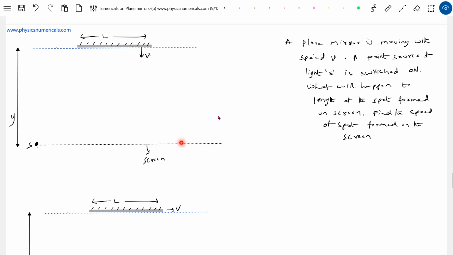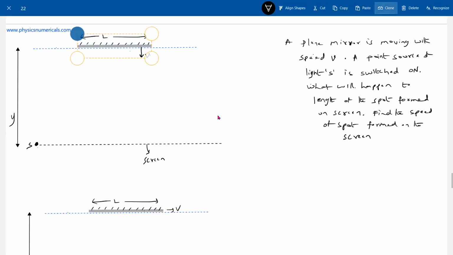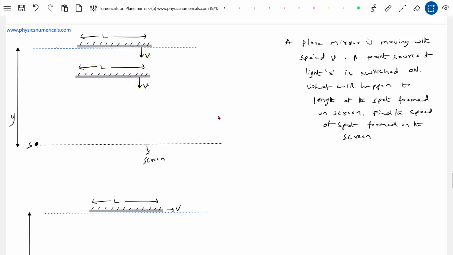Now, why will the bright patch be formed? What are the conditions? Because the ray emitted by the source, after reflection, will fall on the screen. Okay, this part of the screen will get illuminated. So for different positions, we'll see what conditions will arise. Let me start with the initial position. The ray after reflection, we have to follow the laws of reflection here.